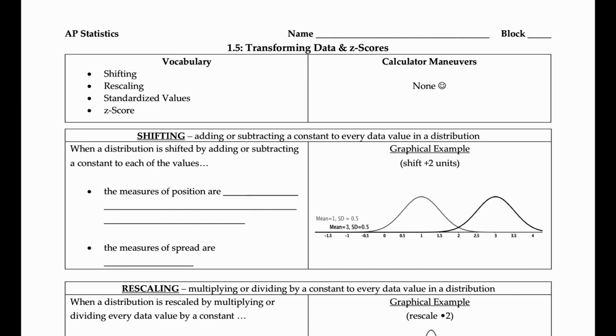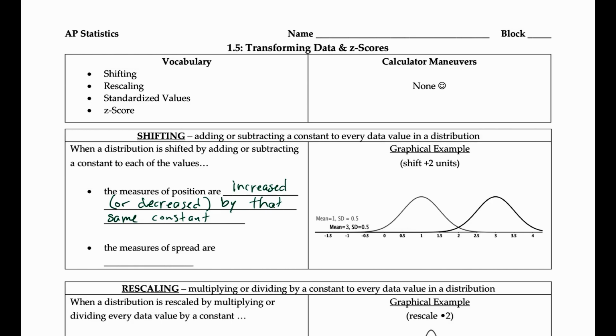So shifting, remember, that's when you're adding or subtracting a constant to every single data value. So when you do that, any measure of position, and remember position are things like median, mean, maximum, first quartile, what happens is all position points are increased if we're adding or decreased if we're subtracting by that same constant.